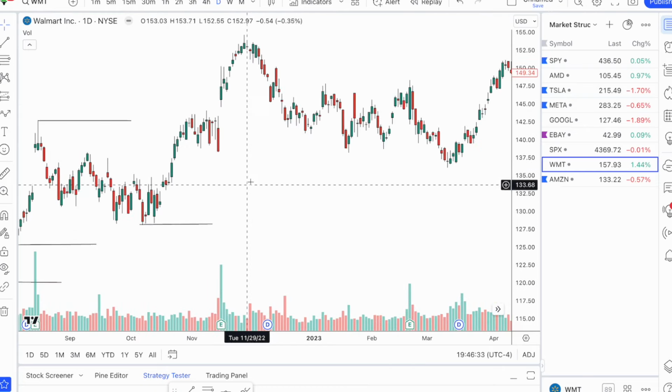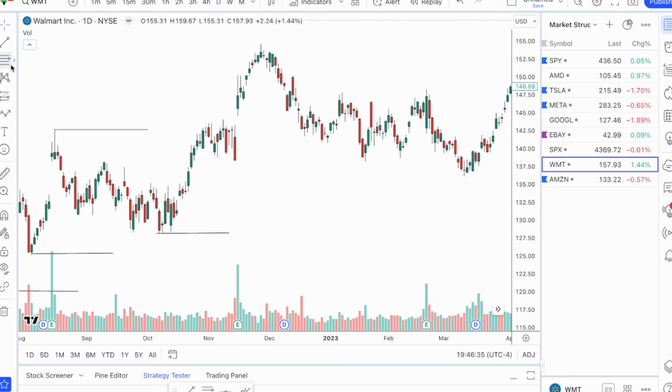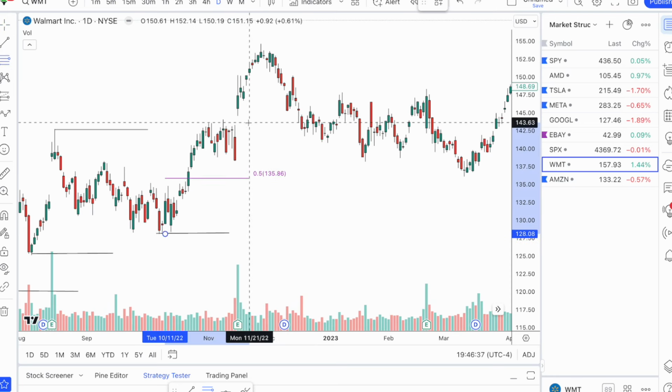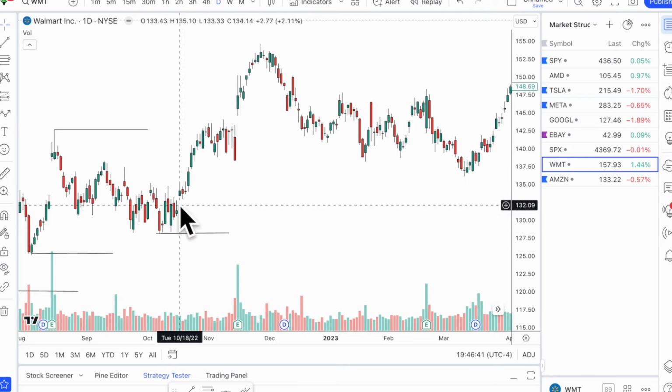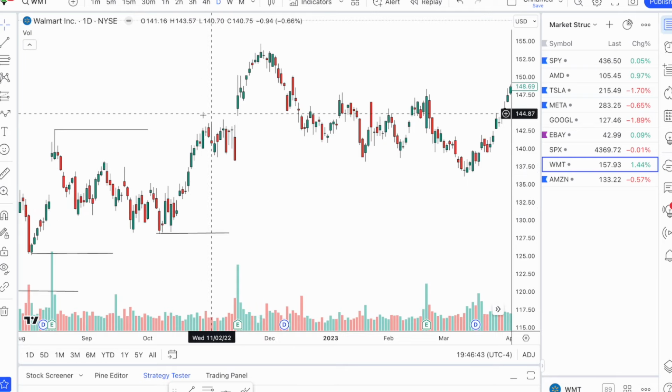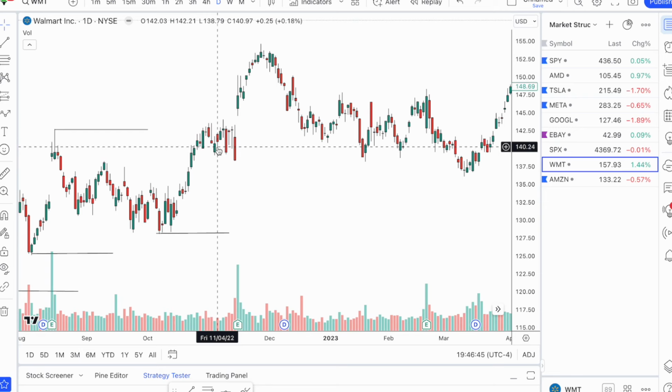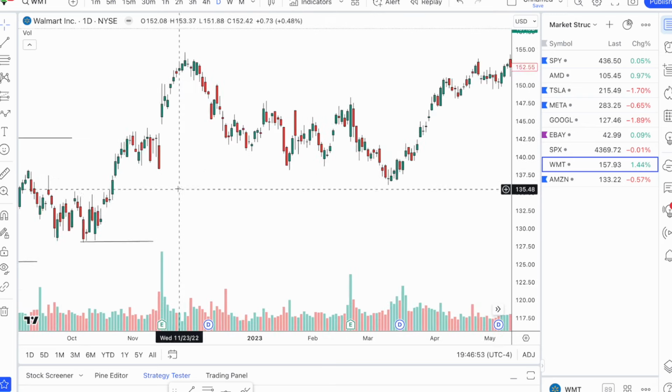No. Why? Because this is not a strong low. This did not retrace 50% from this low here, which means it's not a good deal in this scenario, which means institutions are not buying right here. Okay? Maybe they were in terms of earnings, maybe they had some insider info. But typically, they're going to be waiting for that 50% retrace.